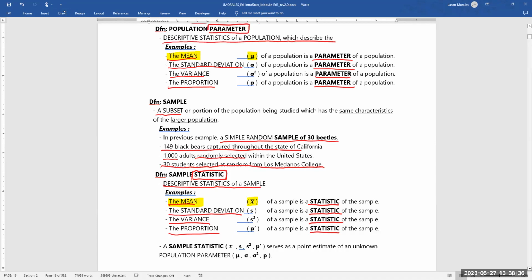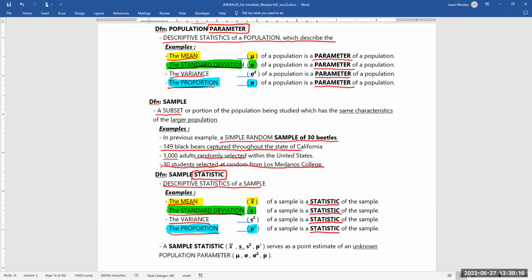And similarly, if we're going to talk about the standard deviation of a population, then we use the Greek symbol sigma to represent the standard deviation of a population. But if we're talking about the standard deviation of a sample, then we use lowercase s. And if we're talking about the proportion of a population, then we just use letter P. But if we're talking about a proportion with a sample, then we use P prime.